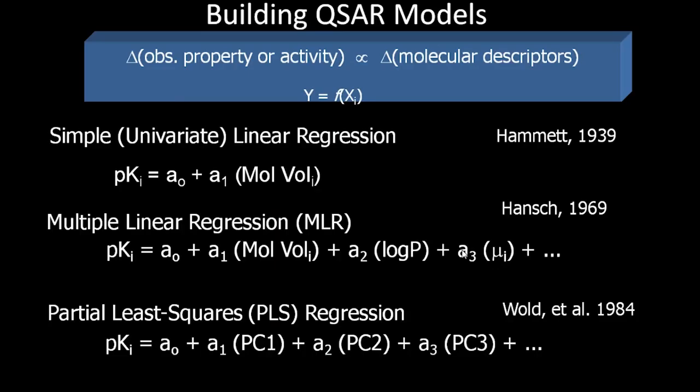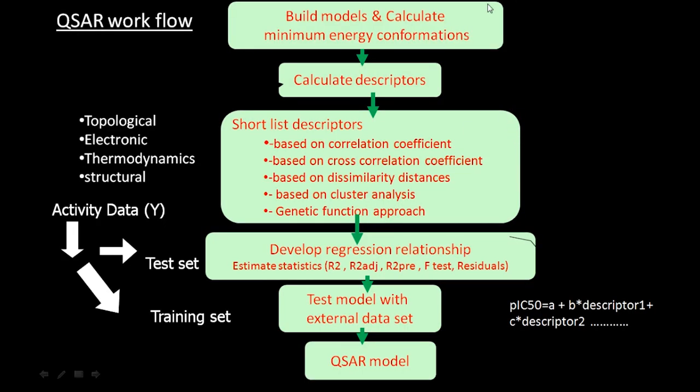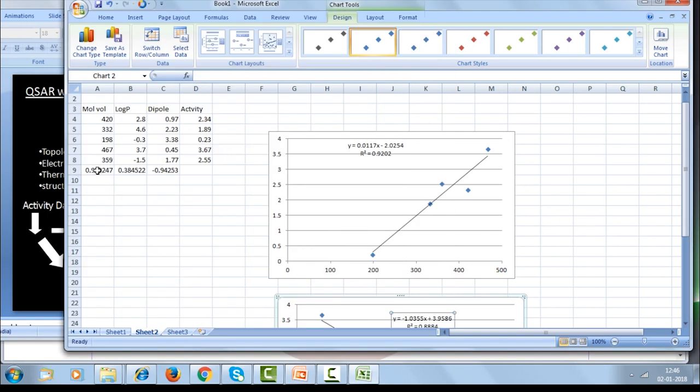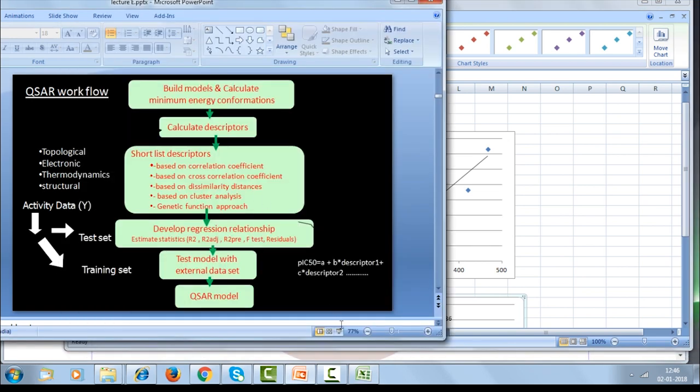So this is how we go about doing a simple structure activity relation, a mathematical relation. Okay, so what do we need? We need to build models, calculate the minimum energy conformation if you are looking at minimum structural features, then calculate descriptors. I showed you some softwares. You may be able to find more. Then you need to shortlist descriptors. In Dragon, there are almost 2000 descriptors. We cannot take all of them, so based on the correlation coefficient, like I showed you here in Excel, the correlation coefficient for molecular volume is very good, dipole is next best, so I may go with molecular volume. So this is what it means: shortlist descriptors based on correlation coefficient.